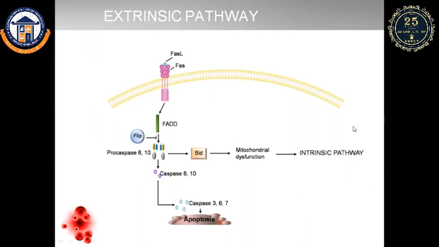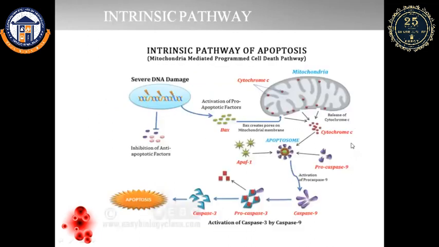The intrinsic pathway is mainly for the process of mitochondrial regulation or mitochondrial destruction. It takes place with a protein involved in mitochondrial dysfunction. In the intrinsic pathway, severe DNA damage triggers the activation of apoptotic factors such as BAX. This BAX creates pores on the mitochondria, and cytochrome C gets released from the mitochondria. This cytochrome C enters the apoptosome, which activates procaspase 9, which in turn activates procaspase 3 and caspase 3. In the intrinsic pathway, we have procaspase 9, whereas in the extrinsic pathway, we have procaspase 8.